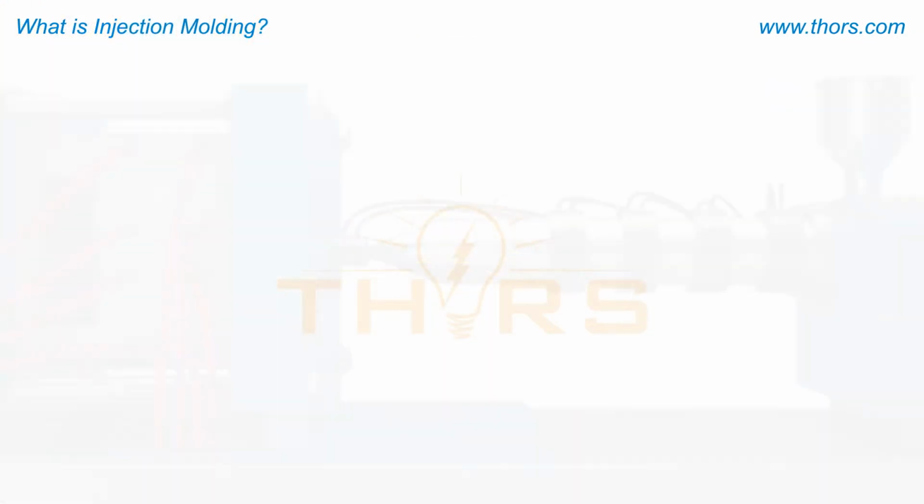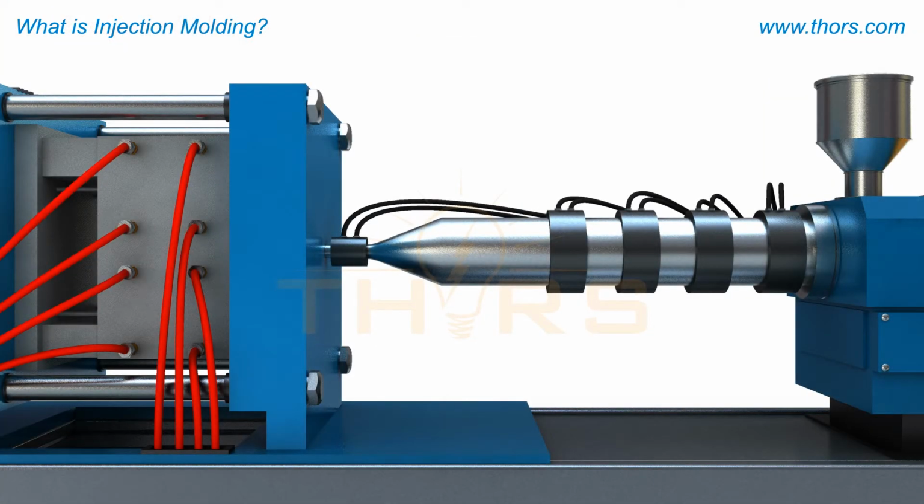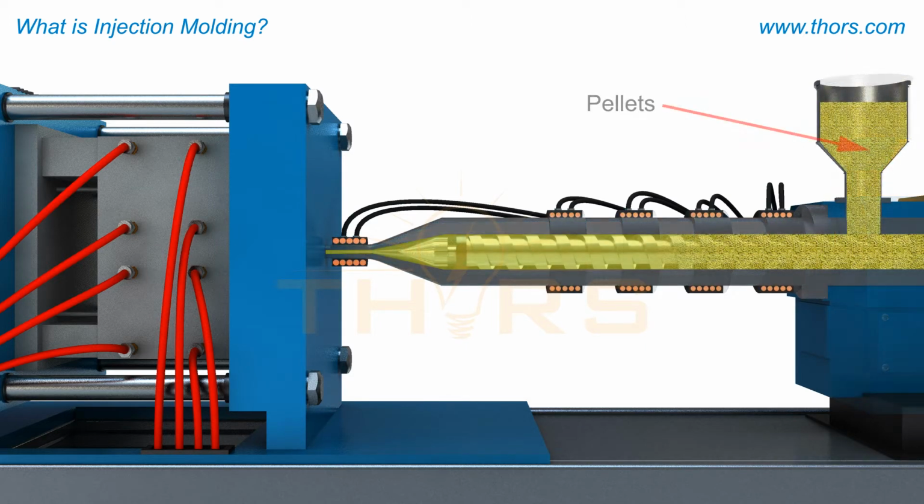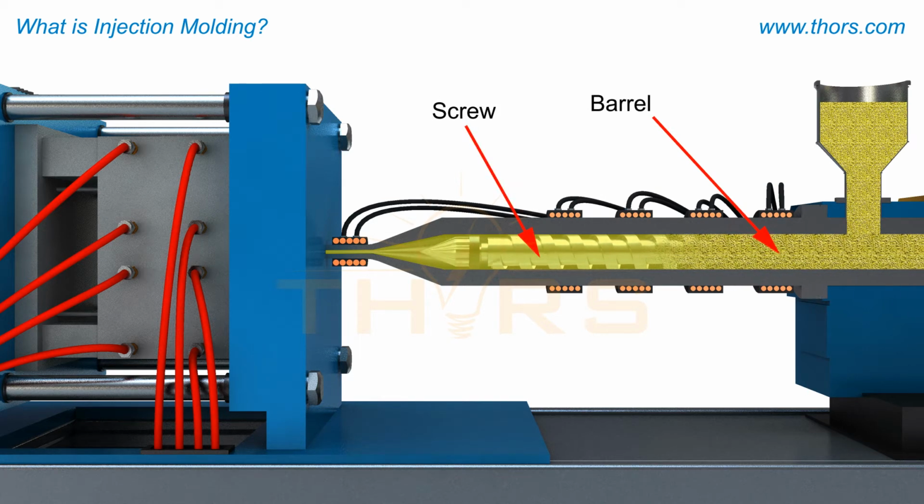To begin this process cycle, cylindrical cuts of plastic material called pellets are fed into an injection molding machine through a hopper. The material then feeds into the barrel of the injection molding machine, where an injection screw rotates, conveying the material down the barrel.